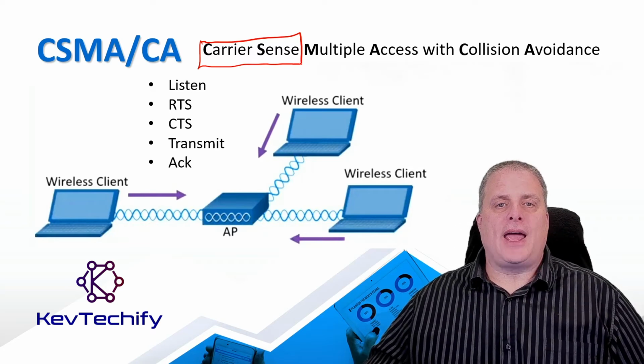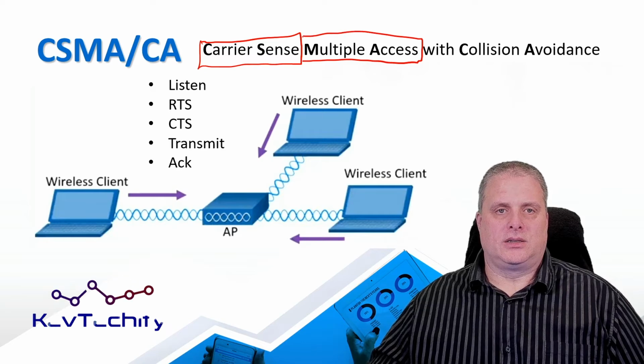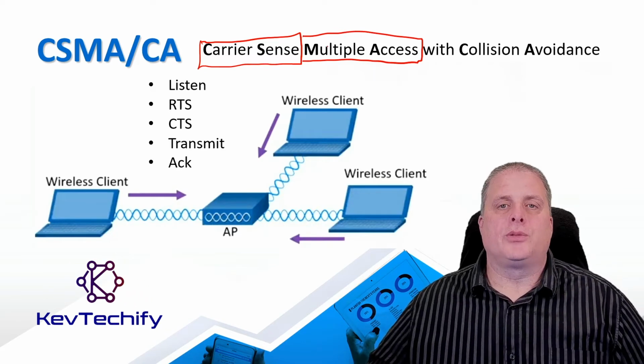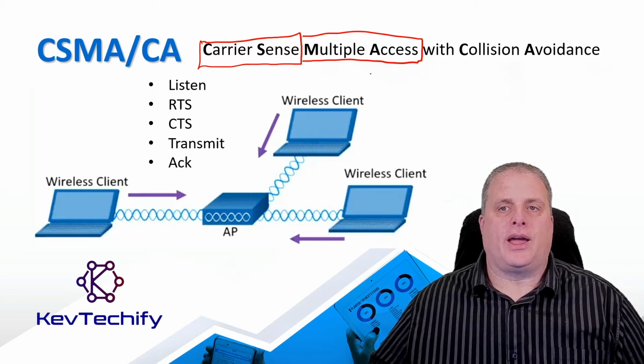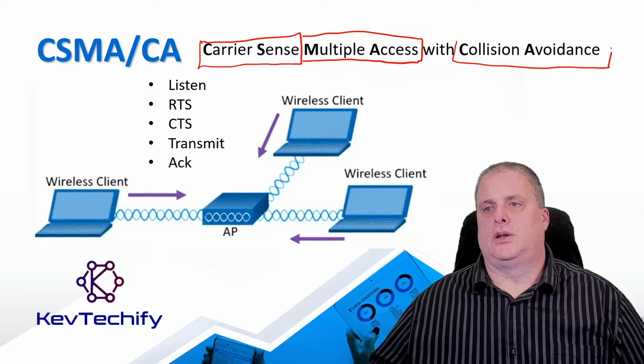We have multiple accesses. We have multiple devices that access our media. And our media, once again, here is wireless. We have multiple access, so we have to control that. And how are we going to do that? We're going to do that with collision avoidance.